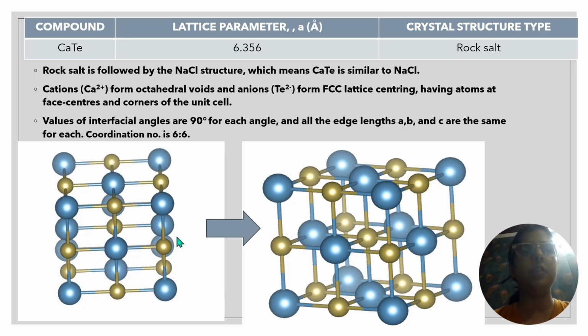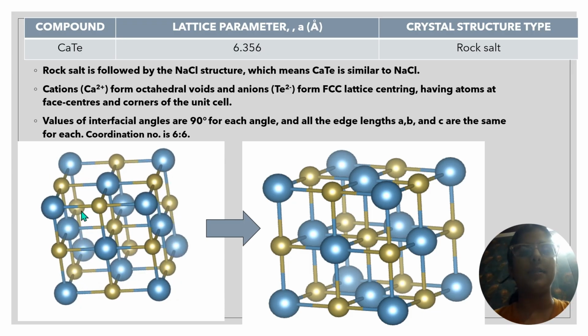From this video we can see that these blue items are telluride ions, and these golden color are calcium. They occupy the edge center and the body center, and these telluride ions occupy the corners and the face center of each of the 6 faces.